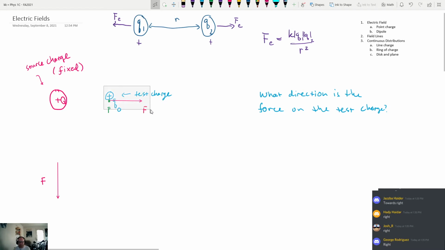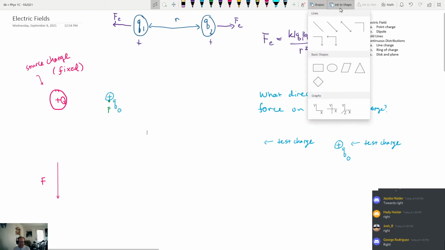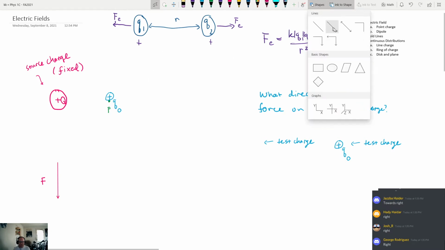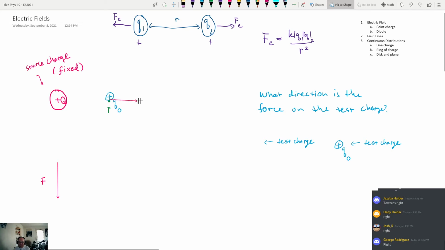And I'm going to pick one more point. I don't know if I'm going to be able to get this out of here without moving everything. Let's just take this out, move this over here, and copy-paste it. We know it's a test charge now. So when we put it here, we got a force, and at this location the force was like this.